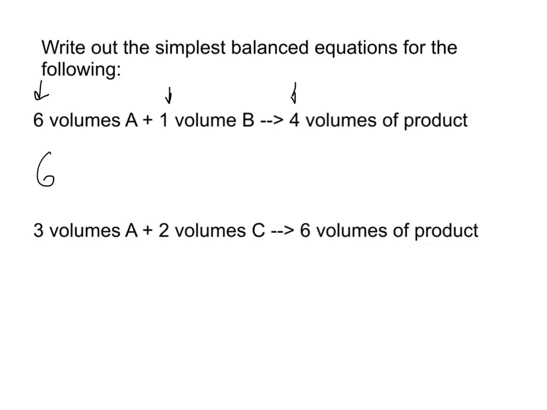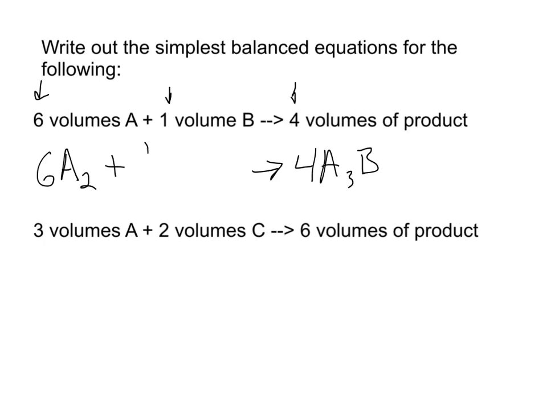So if I need 6 volumes of A to give me 12 A's, then each one of those molecules has to have 2 atoms in it. And then if I need 4 volumes of product, I can have 3 in each molecule.